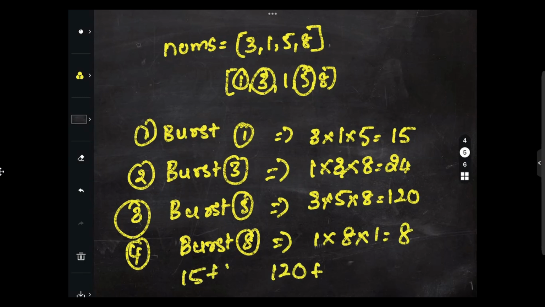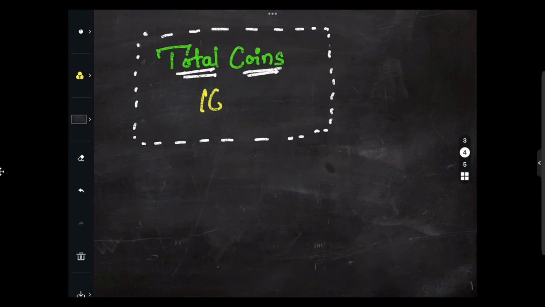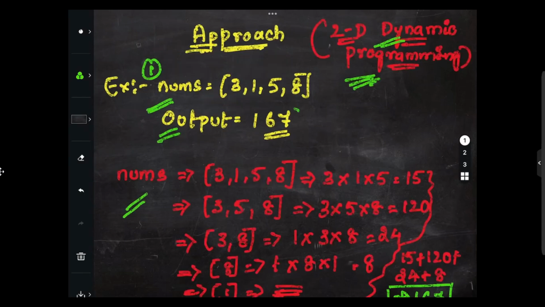Yeah, this will be 15 plus 24 plus 120 plus 8. This will lead to 167. So 24, 34, 39. 120 plus 39 equals 159. 159 plus 8 equals 167. This is fine, right? So here the total coins is 167. So 167 is equivalent to the output that they have given.